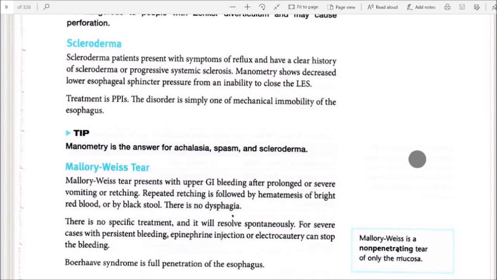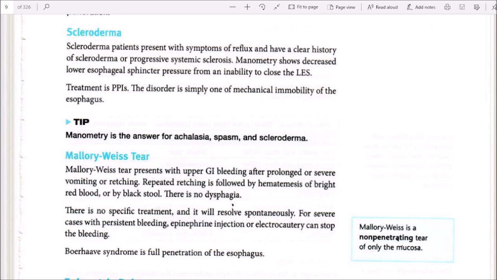Scleroderma. Scleroderma patients present with symptoms of reflux and have a clear history of scleroderma or progressive systemic sclerosis. They will already have skin thickening and other symptoms of systemic sclerosis. Manometry shows decreased lower esophageal sphincter pressure from inability to close the lower esophageal sphincter.